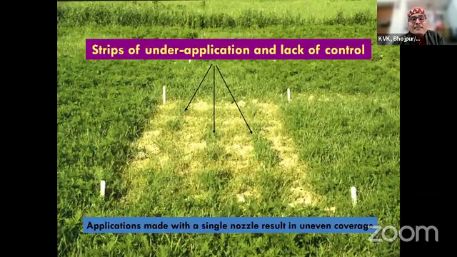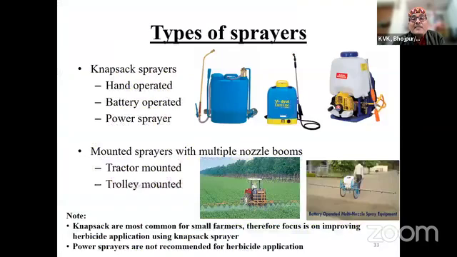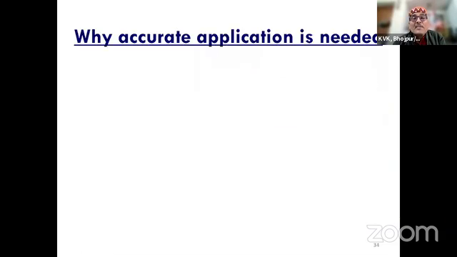So these are the different lack of control resulting in uneven weed control in our fields. These are the types of sprayer: knapsack, hand operated, battery operated, power operated, and again the mounted sprayer with multiple nozzle booms, tractor mounted, trolley mounted. These are the different types of sprayers used nowadays in our agricultural operations.